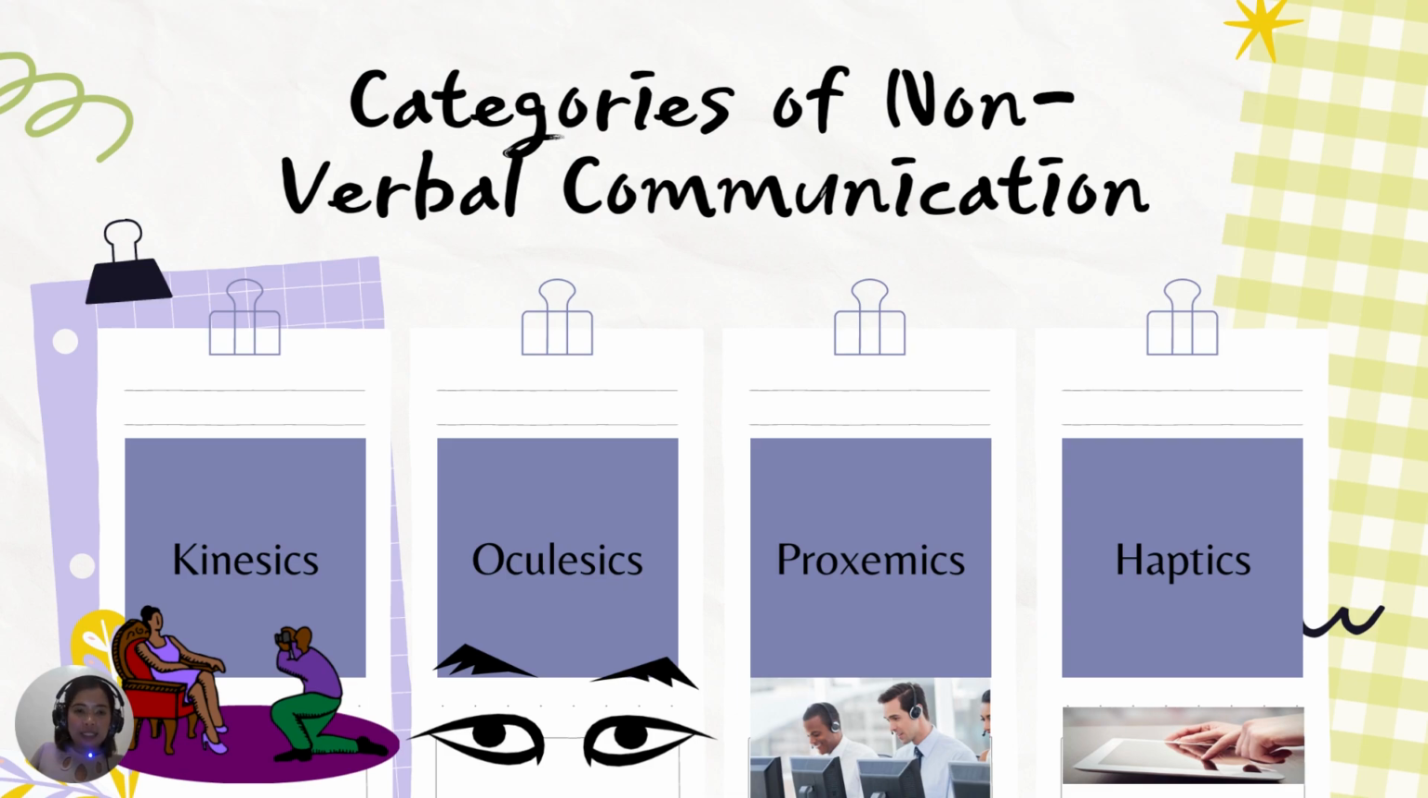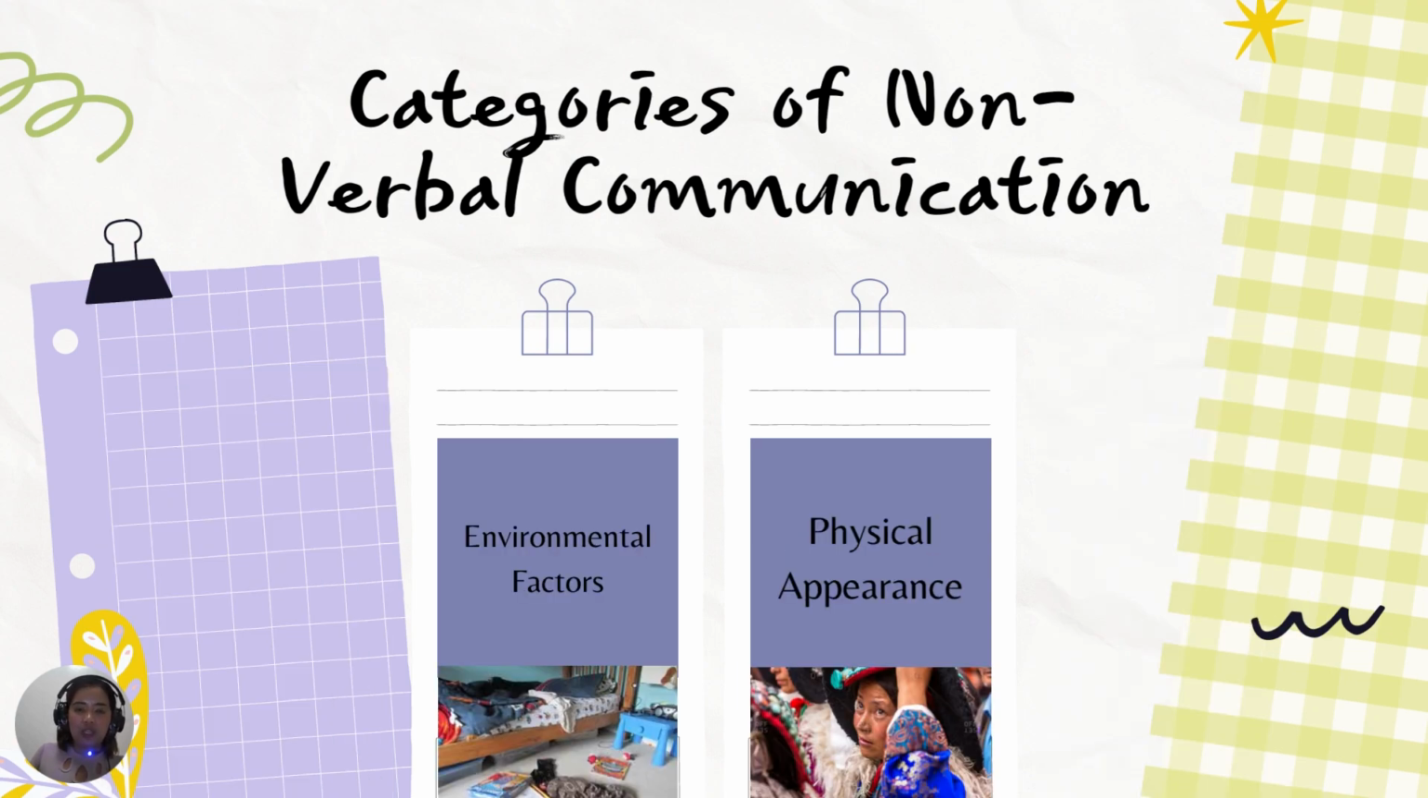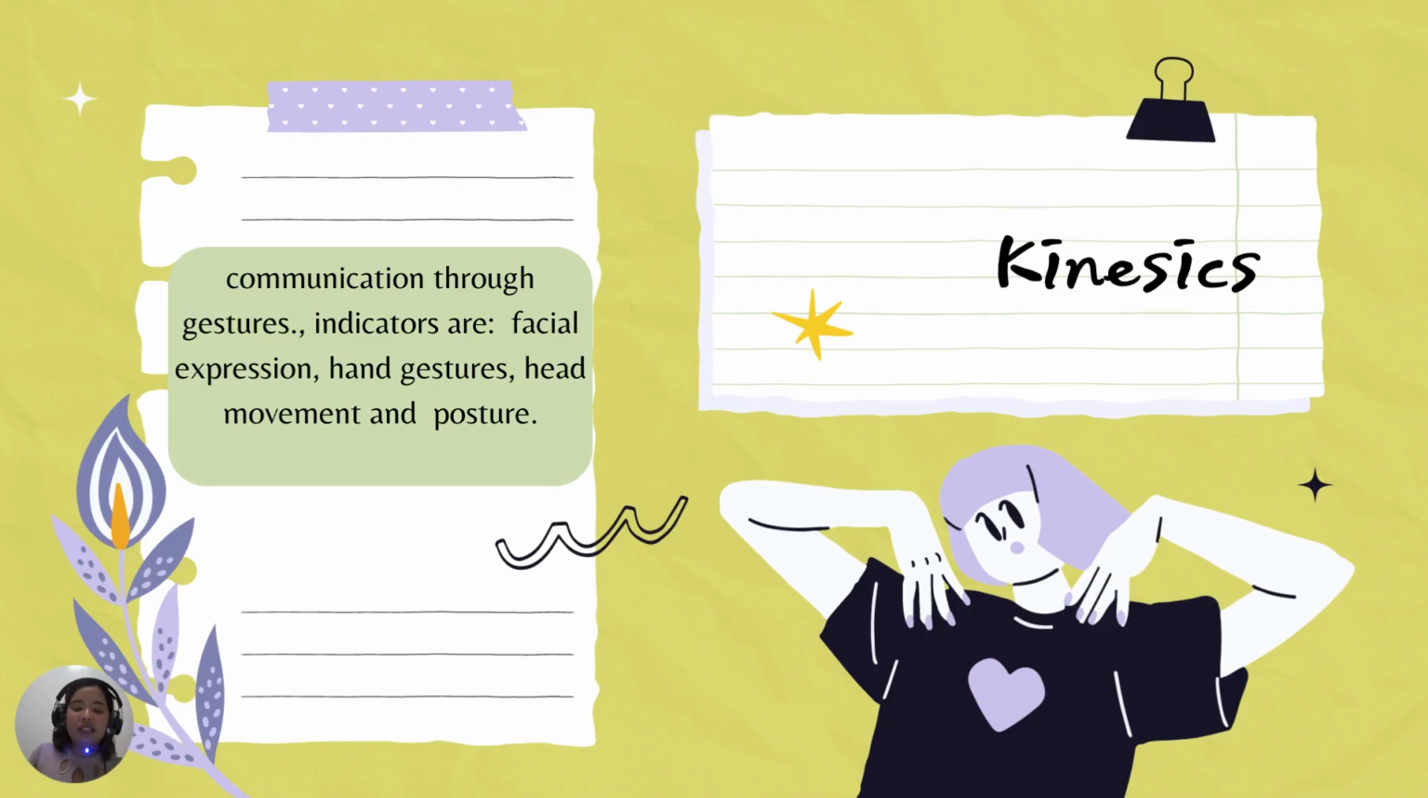So these are the categories: kinesics, more of movement; oculesics, more of eye movement; proxemics, this is about space; haptics, more of touching; and then we do have also chronemics, more of time; vocalization, more of voices; objectics, more of what we see, more of objects like that; and the paralinguistic, more of voices also. But later on, we will try to differentiate them. And we have also another category of nonverbal communication, which is about the environmental factors and physical appearance. So let's start with the first category, which is kinesics.